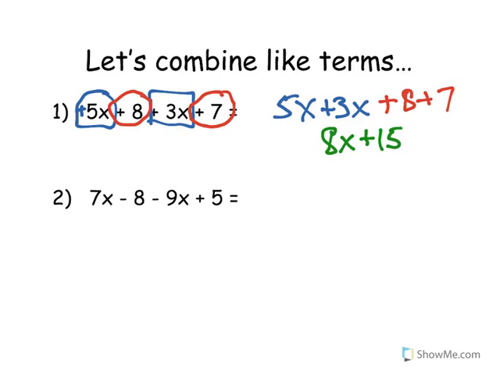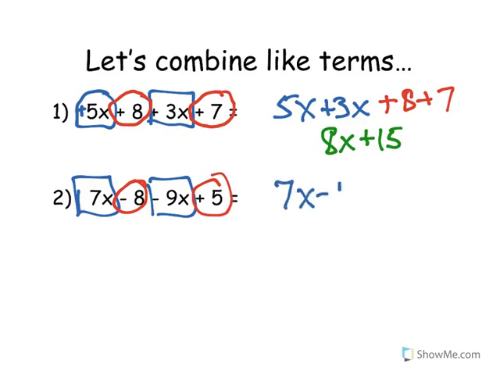Let's do the same for the second one. I've got this x term, 7x and negative 9x. Again, really important that we group the terms with their signs attached to the coefficients. And then I've also got my constants here, negative 8 and positive 5. So if I wanted to regroup them, and again, this is not necessary, I have 7x minus 9x, I have negative 8 plus 5.